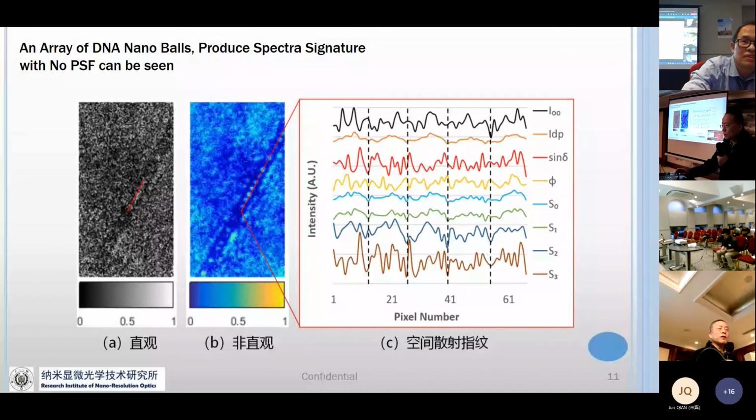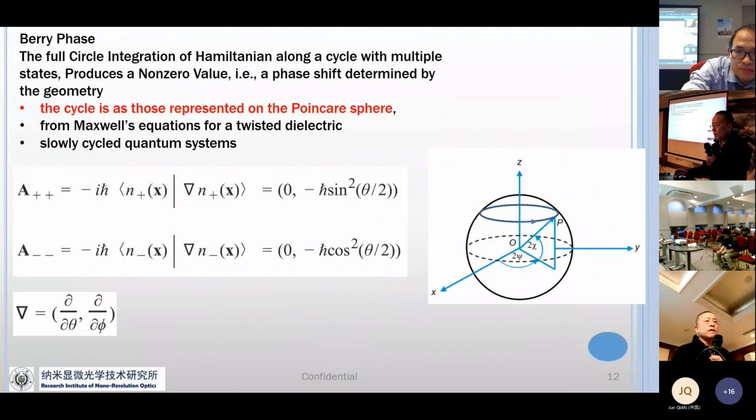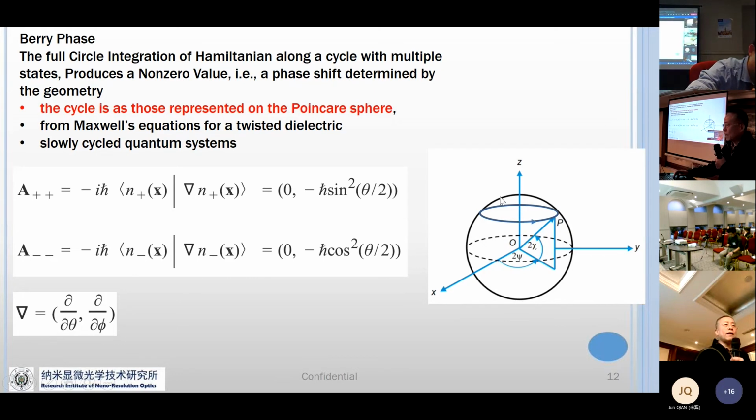Yes, this is what we got from BGI. This array of nano DNA spots, each of them is 200 nanometer. We are developing the idea, trying to use Berry phase. Berry phase is generally a geometrical phase, as what we were just talking about. We need the geometry. And also, Berry phase is tightly related to the integration in the whole circle in the Poincaré sphere.